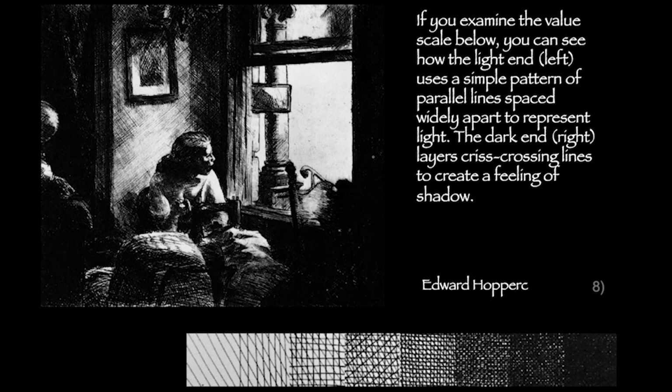So if you examine the value scale below, you can see how the light end, on the left, uses a simple pattern of parallel lines spaced widely apart to represent light, and the dark end on the right has layers of crisscrossing lines to create a feeling of shadow. So this method for creating value is most often used with pen and ink drawings as well as with the technique of printmaking.